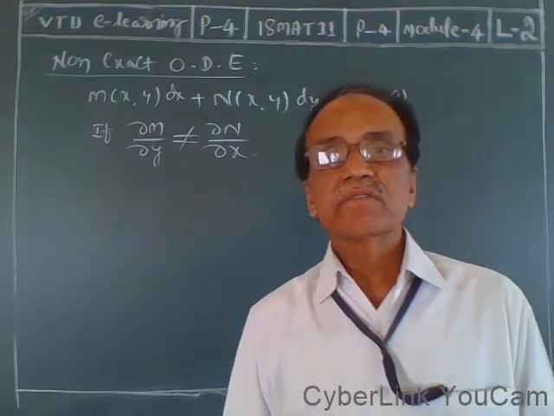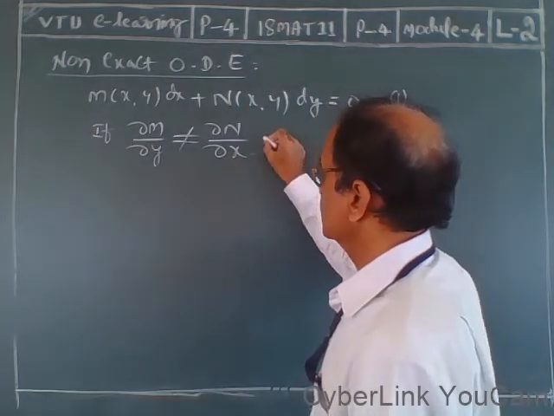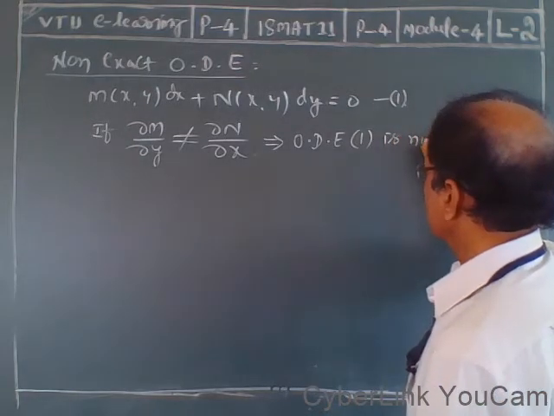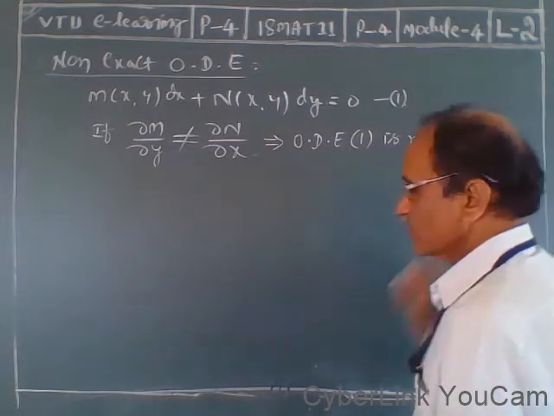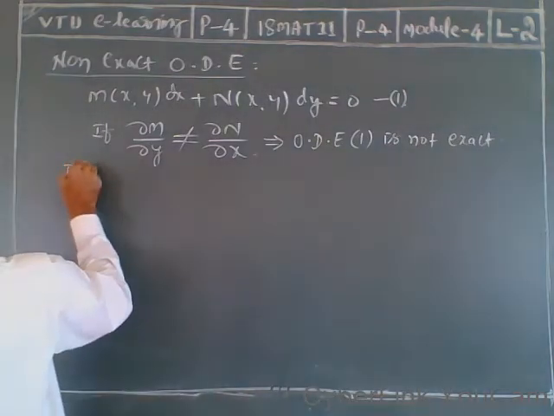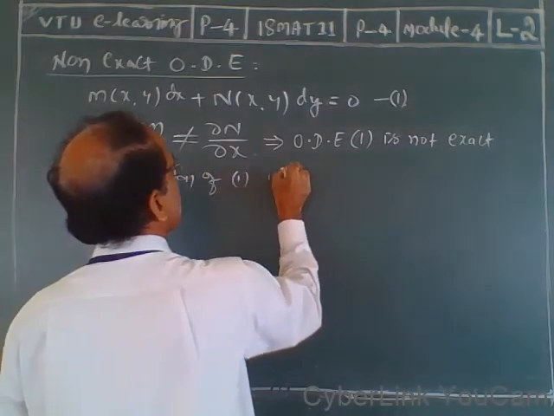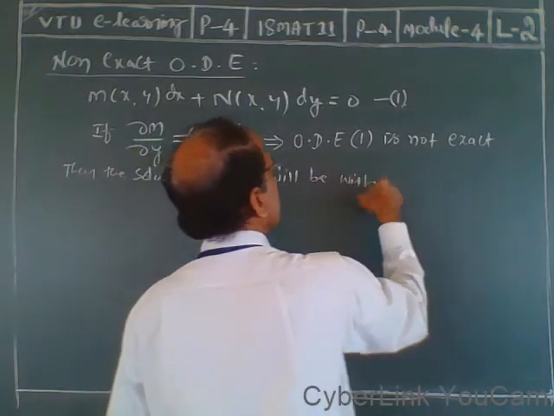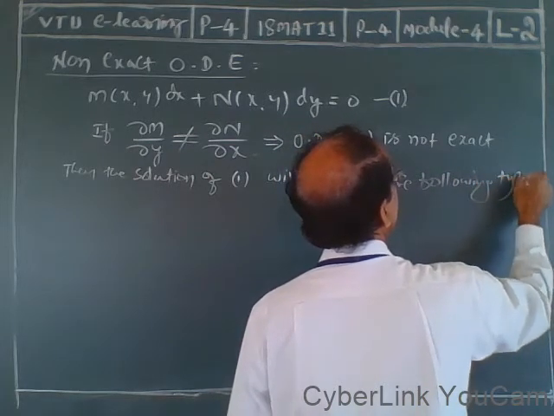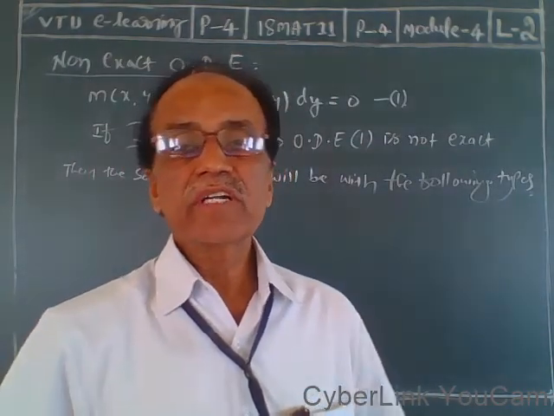But in the present case, when we want to say the given differential equation is not exact, then these values are not the same. This implies ODE 1 is not exact. ODE 1 is not an exact differential equation. Then the solution of 1 will be with the following types. That means, depending on the nature of the differential equation, how it appears, accordingly we write the solution.